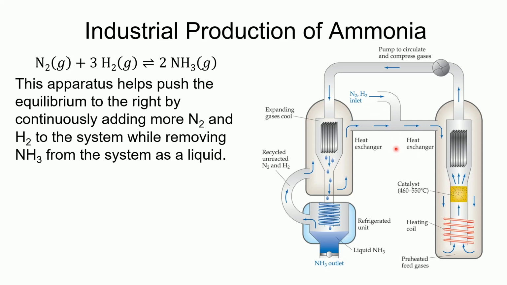Some of the nitrogen and hydrogen will get converted into ammonia, and so we'll have a combination of nitrogen, hydrogen, and ammonia that gets pumped out of this container and comes over to here. There is a refrigerating coil here and a heat exchanger here that will decrease the temperature of our hot gases that are coming out. That will start to condense some of the ammonia, which has the strongest intermolecular forces.